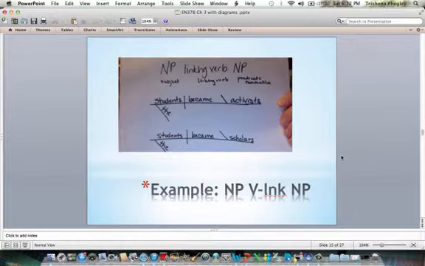Okay, so the sentences are here. The students became activists. The students became scholars. In both cases, the subject is students. The linking verb is became. And then we have a noun that follows that linking verb, and it renames the subject. Okay, students. The students are activists. The students are scholars. Our linking verb became connects those two pieces. All right, let's look at the next one.